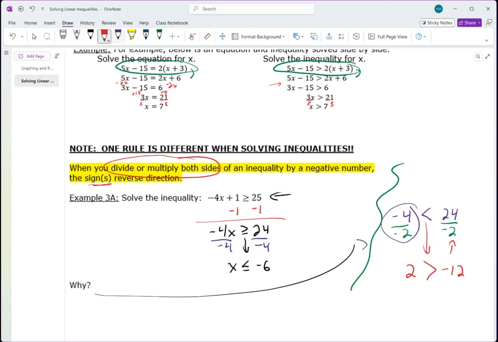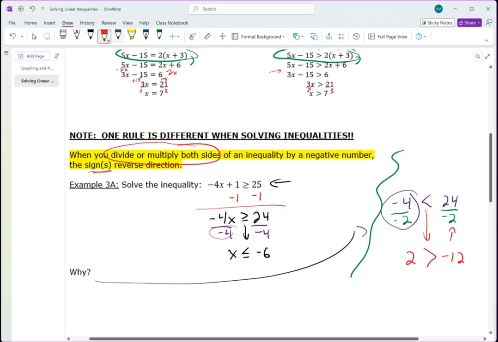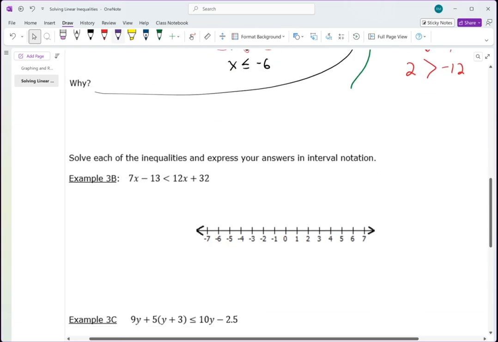Because when we divide or multiply by a negative, it changes where it is in location to 0. So that's the only rule we need to remember, and that is, if we divide or multiply by a negative, the sign is going to flip. So let's go ahead and practice it.